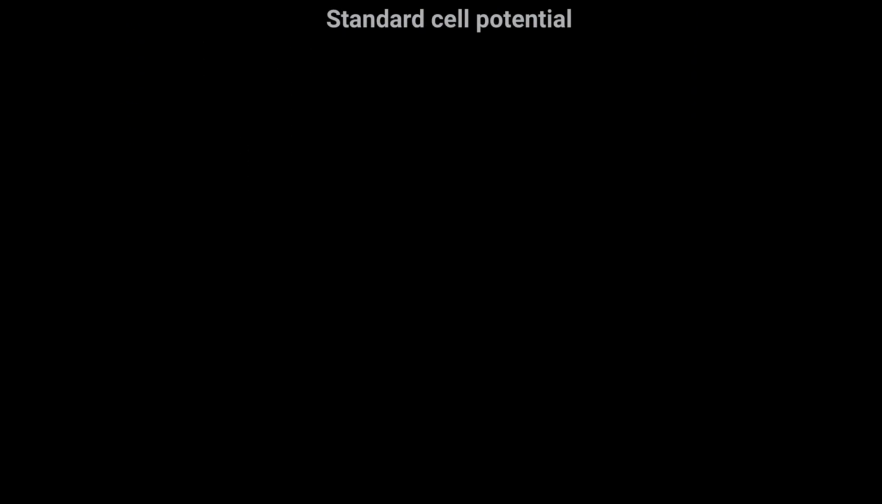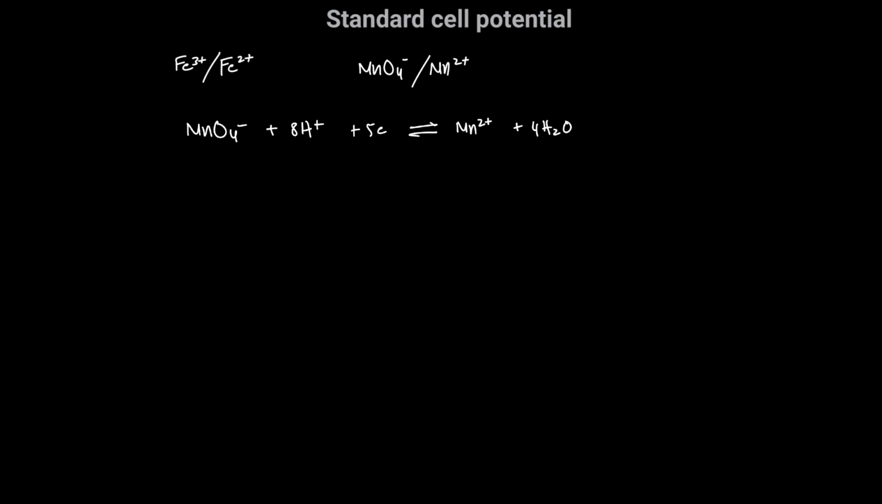All right, so the next one that we have here is I want to find the standard cell potential of the following cell. I have an Fe3+/Fe2+ half cell connected to a manganate(VII)/manganese(II) half cell, so an MnO4-/Mn2+ half cell. We have the following half equations from the data booklet. MnO4- + 8H+ + 5e- gives us Mn2+ and 4H2O, and this has a standard electrode potential of positive 1.52 volts. And then the Fe3+/Fe2+ half cell, we have this, and this has a standard reduction potential of positive 0.77 volts.